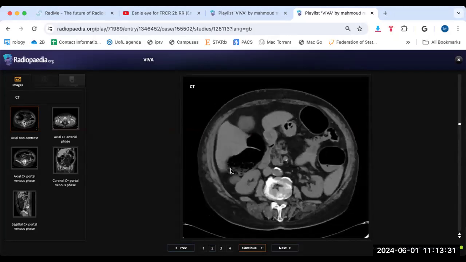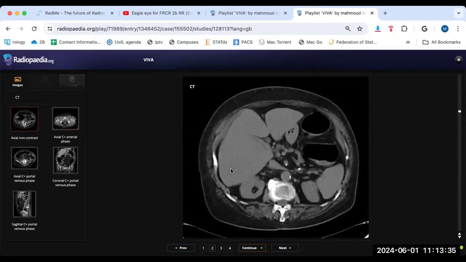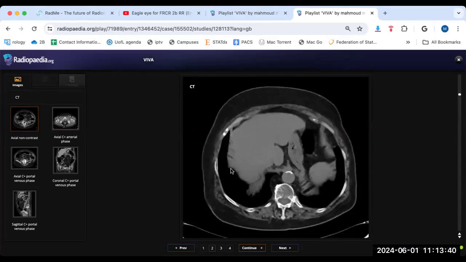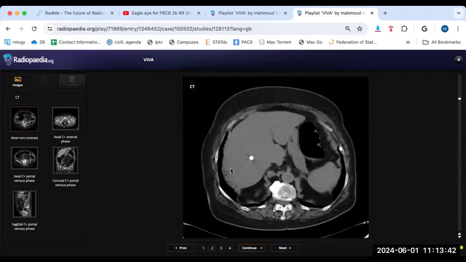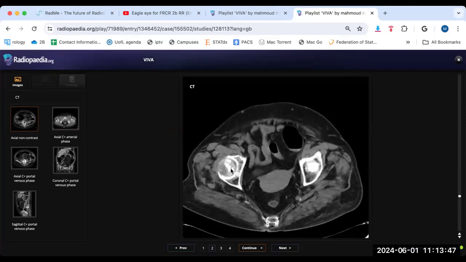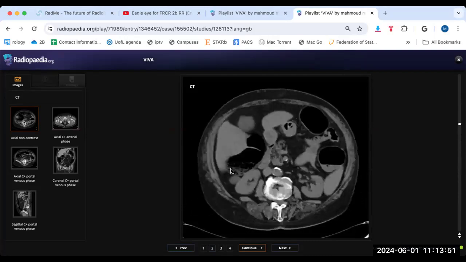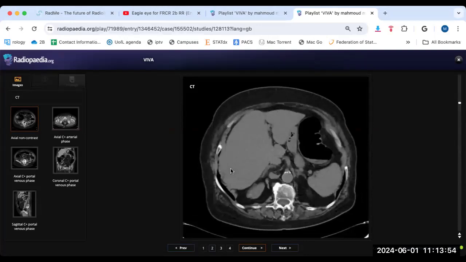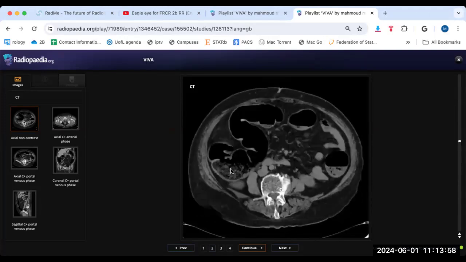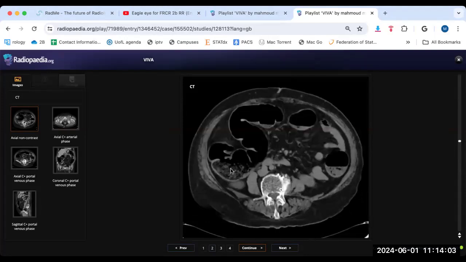Yes, I'm trying to figure this out. The dilated... I think this is the large bowel. Let me check again, sorry. Is this the small or the large bowel? This is the small bowel. Small bowel dilatation? No, actually, this is the large bowel. Final decision? Yes, this is the large bowel.